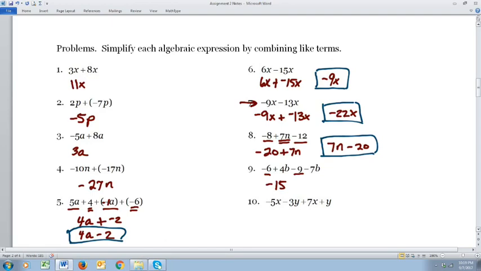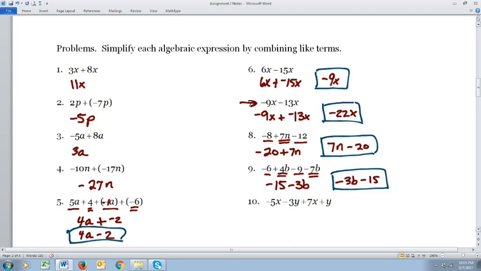That's negative 15. A 4b and a minus 7b is going to be a negative 3b. And again, let's rewrite it in the other order so that we have our constant last. Constants get no respect in algebra. They always go last.